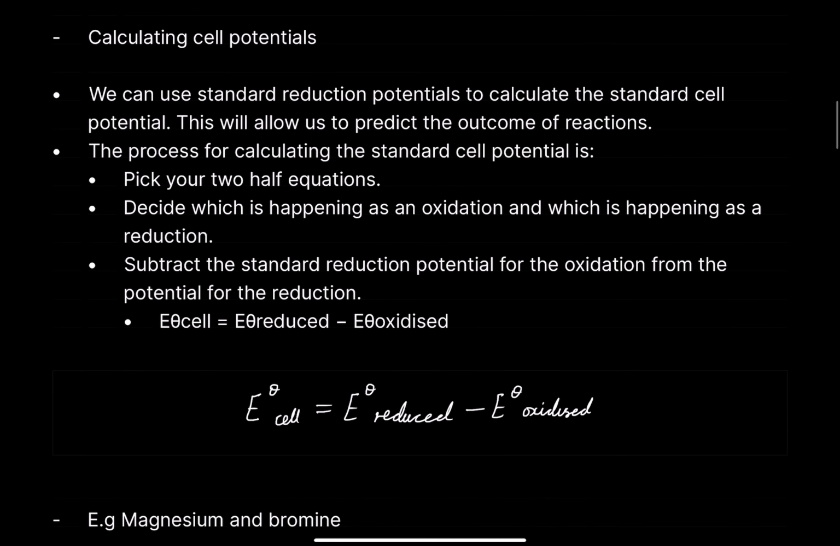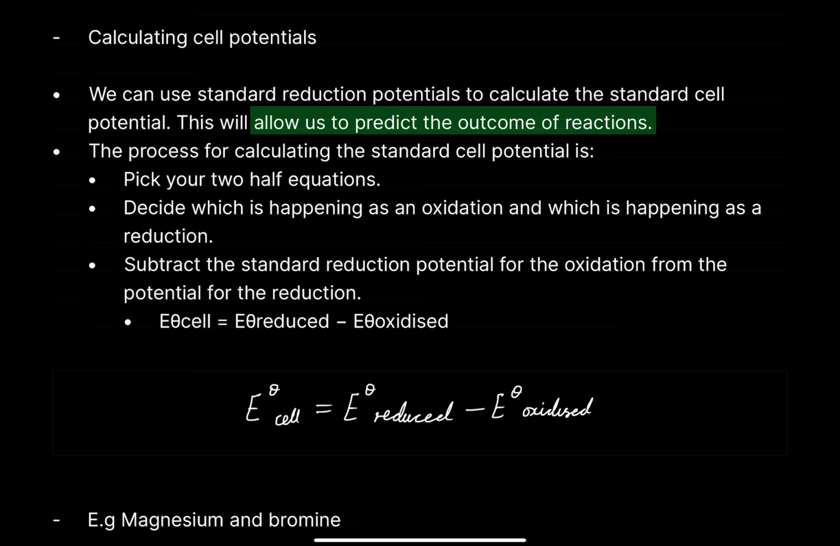So, calculating cell potentials. We can use standard reduction potentials to calculate the standard cell potential, and this will allow us to predict the outcome of the reaction. This is the most important part of calculating cell potential. If we know what the cell potential is, whether it's positive or negative tells us which way the reaction goes. First, we need to know which one is going in the oxidation way and which one is going in the reduction way.